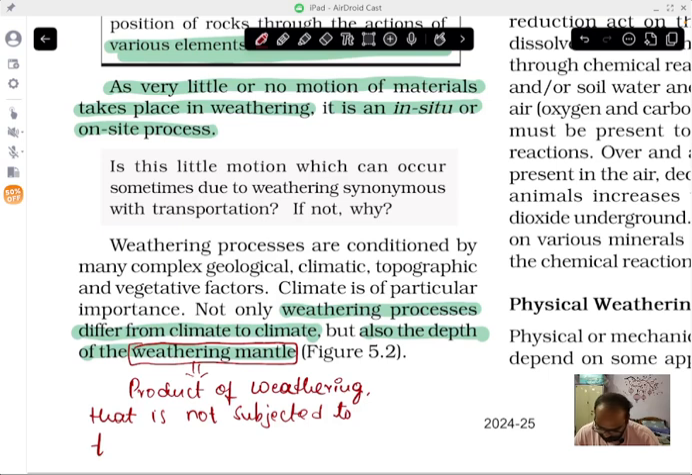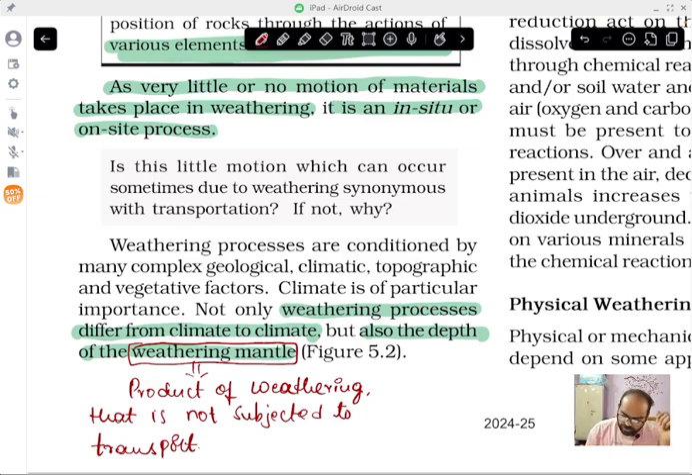Weathering mantle means it is the product of weathering. After weathering happens, we can see the final earth material. That product or result of weathering, the final product, is nothing but the weathering mantle. It should not be transported. It should be on that site only. If the product of weathering is not transported, it is called a weathering mantle.